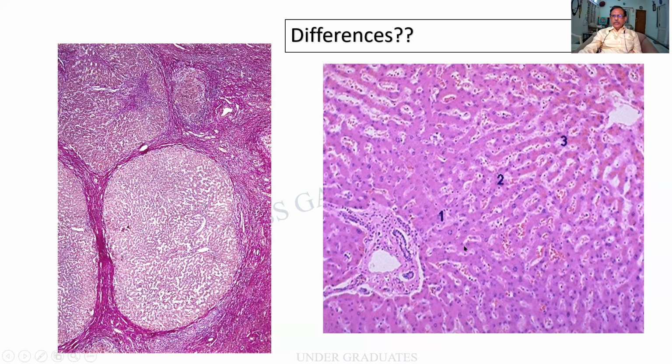Compare these two. Earlier also I had shown you a picture, but look at this one. This is a portal triad. I am able to find multiple elements. This is the central vein. These are all the radiating cords of hepatocytes. This is supposed to be the limiting plate, which we normally do not see, but I'll be able to appreciate it when I compare both sides. The periportal region is called zone 1, the middle is zone 2, and the perivenular is zone 3. So this is a normal architecture.